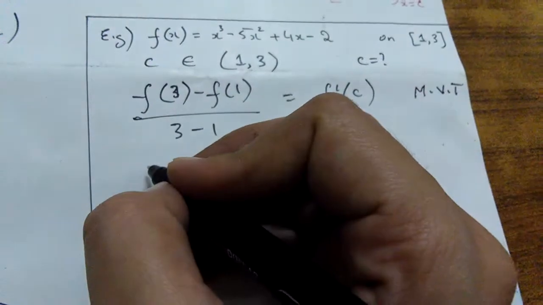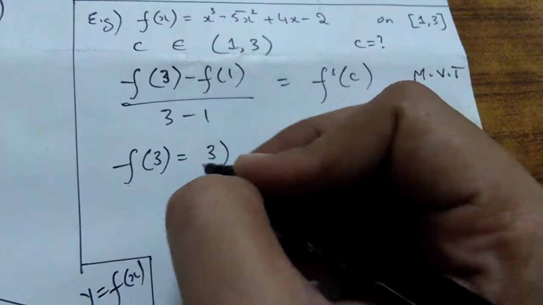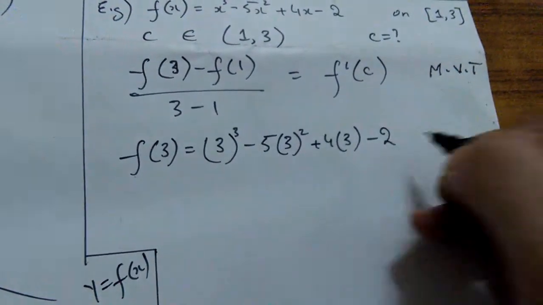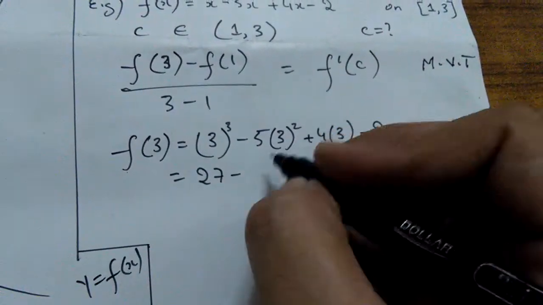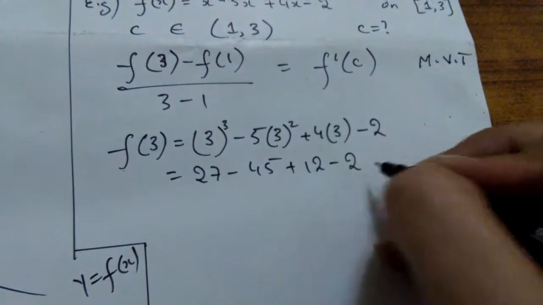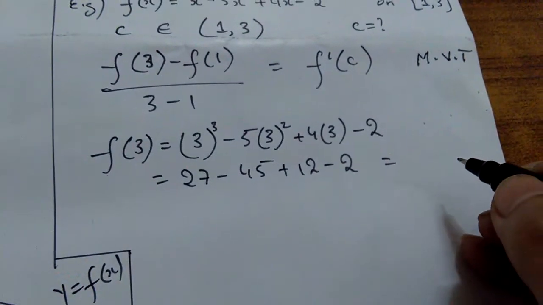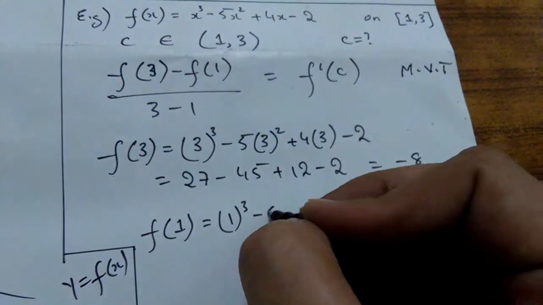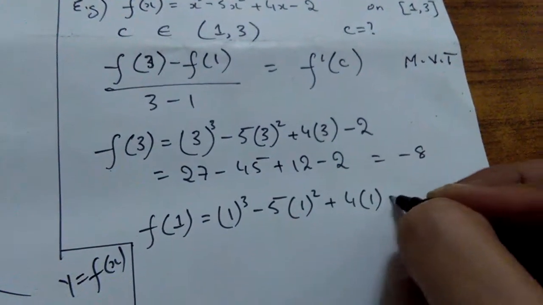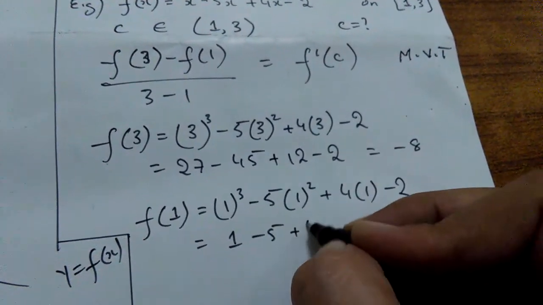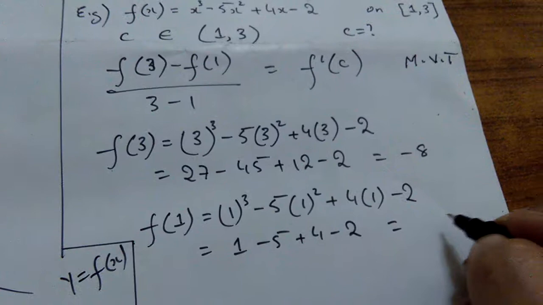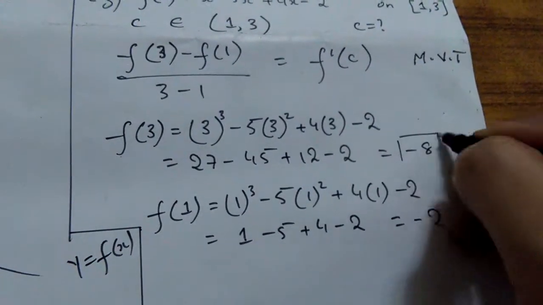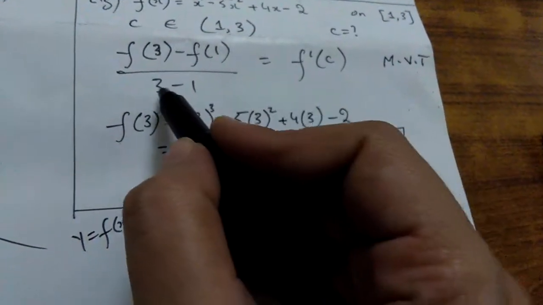Let us try to find out our f of 3. My f of 3 is, we substitute 3 wherever we have our x. Minus 2 is going to be 27 minus 9. So it is going to give me minus 8 here. Similarly, you just calculate your f of 1, and it is going to give you minus 2. Alright? This is your f of b, this is your f of a, and b minus a is obviously 2 here.